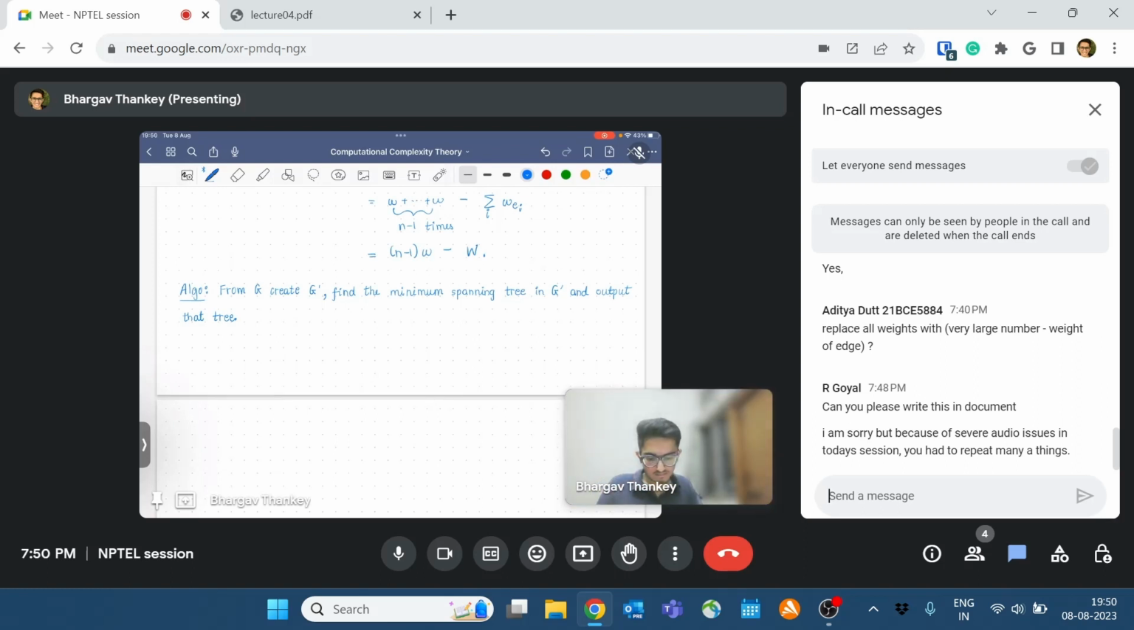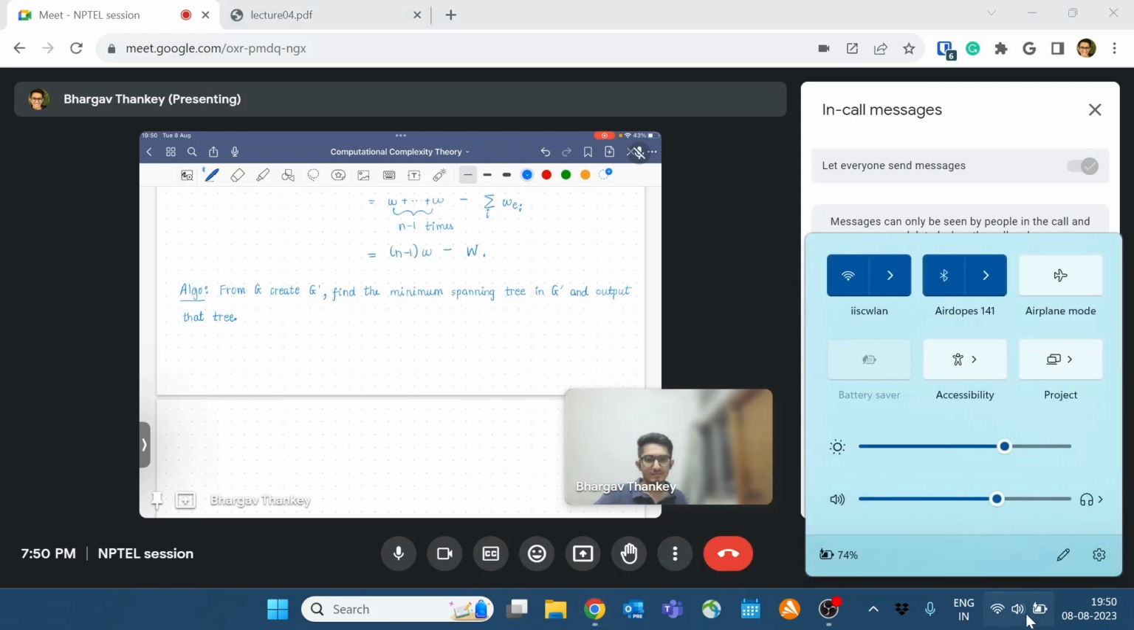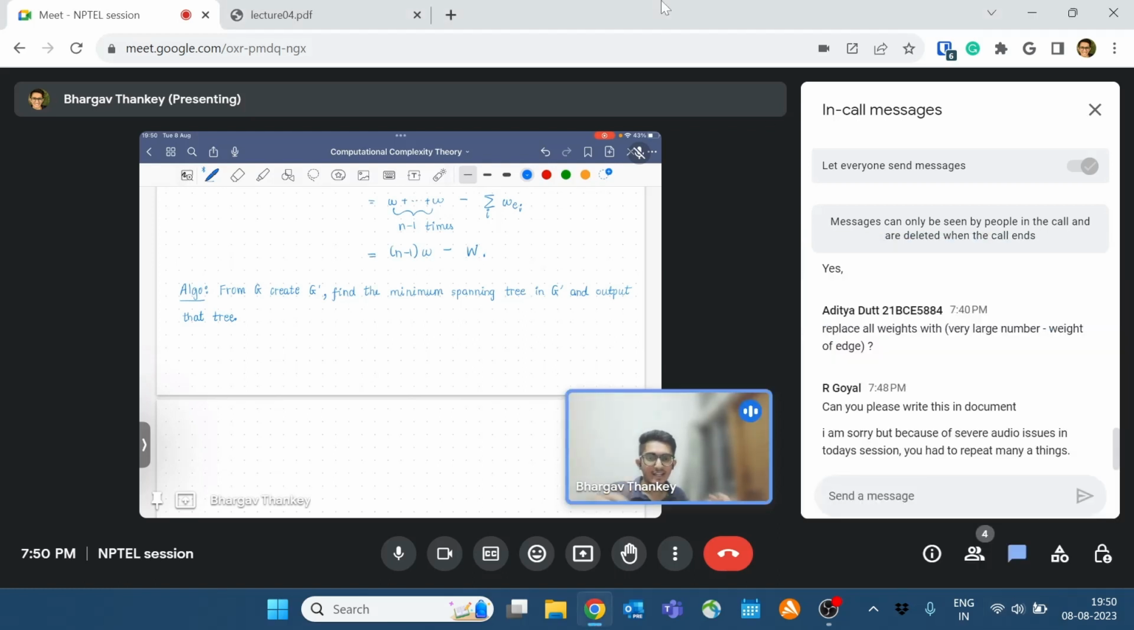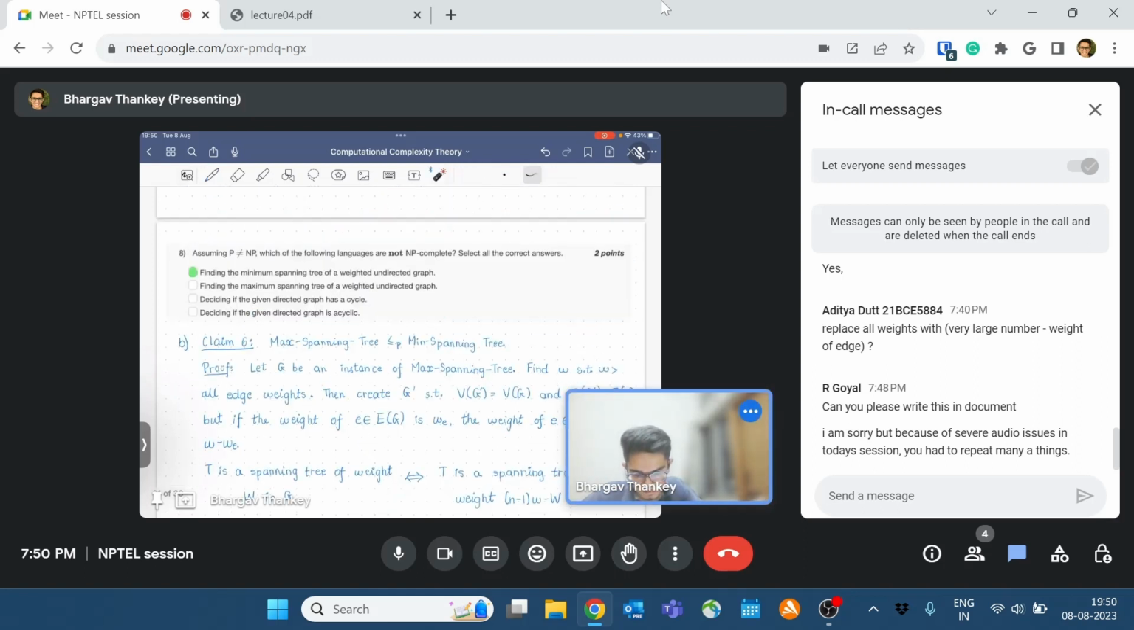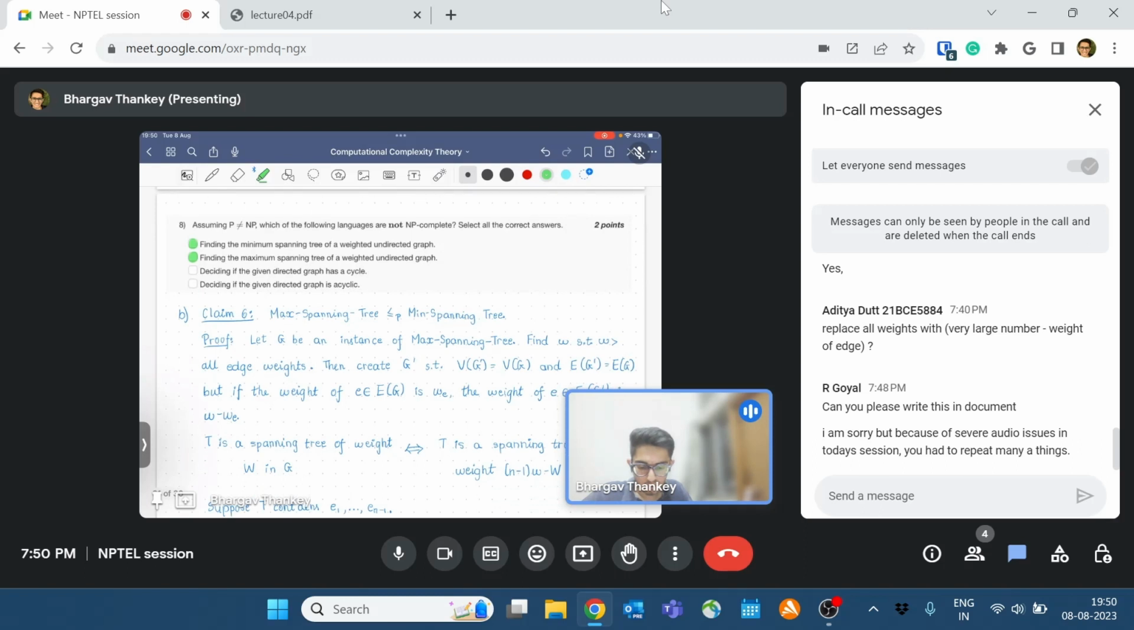Yes. So from G we create G dash, find the minimum spanning tree in G dash, and output that tree, and that would be the maximum spanning tree in G. Right. So that means this is true. Okay, what about C and D?